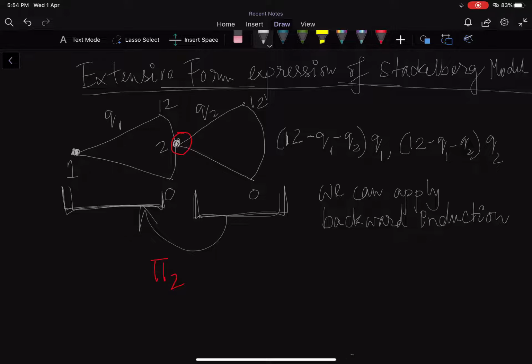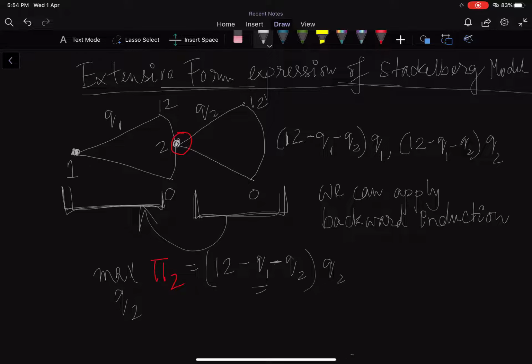Let me switch back to the white. It is (12 minus q1 minus q2) times q2. So firm 2 would choose a q2 that would maximize pi 2, for any given level of q1. So q1 is already observed by the time firm 2 makes its own decision. Okay, q1 is observable to that firm because it's a sequential move game.